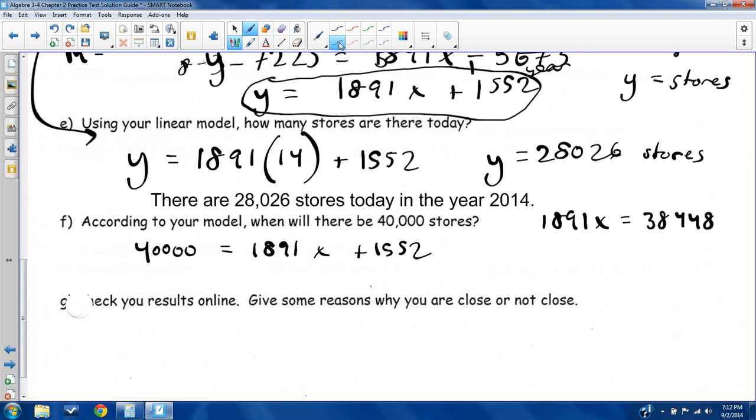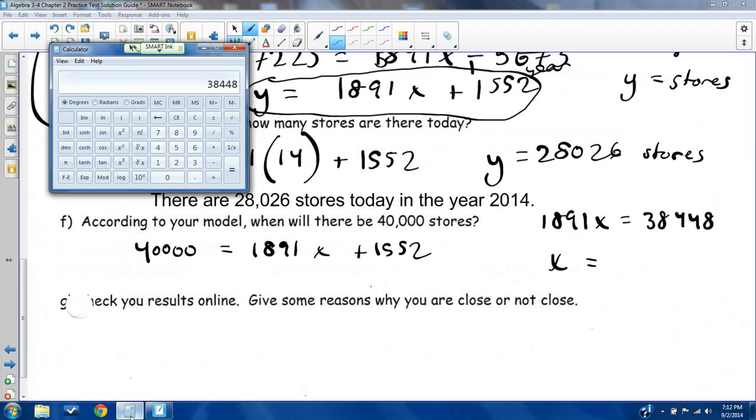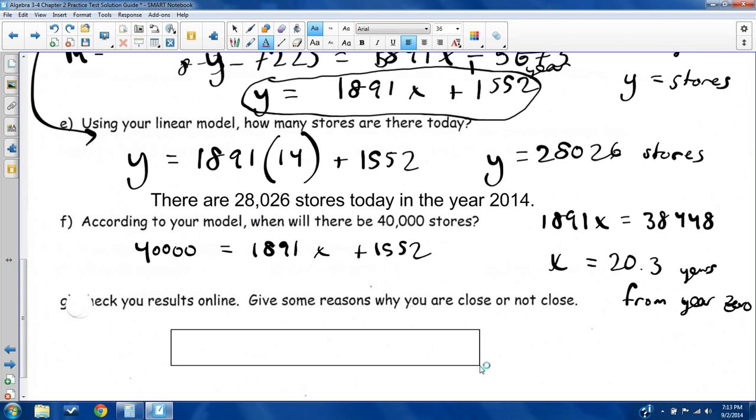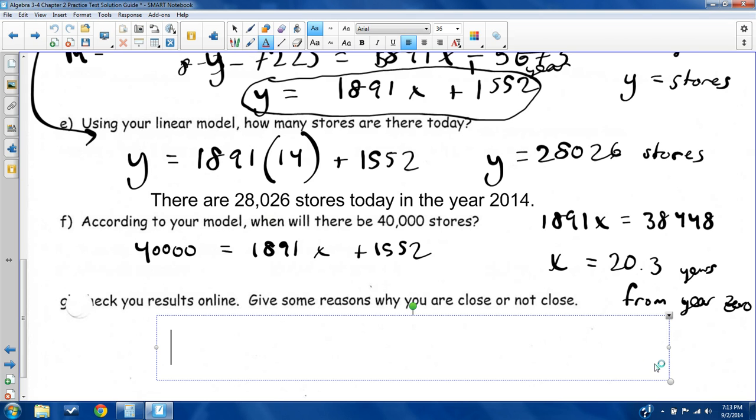All right. So of that, divide now. X equals 38,448 divided by 1891. Not even trying that in my head. 20.3. 20.3 years from year 0. So here's how we're going to answer this. What's 20.3 years from year 0? That's the year 2020 and a couple months. So writing this answer here.